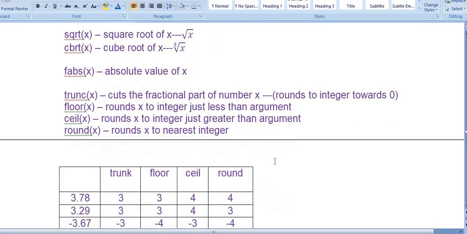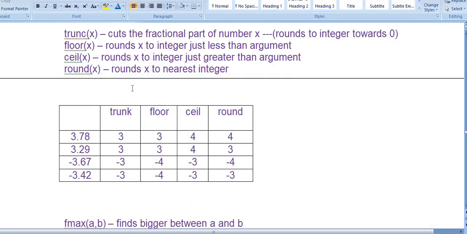In case of truncation, there are 4 types. Truncation means the fractional part is totally cut. In case of floor, the value is just less than the argument. So in case of a positive number, suppose it is just less, 3. But in case of a negative number, numerically it goes slightly bigger. Ceil means it rounds to the value greater than the argument. And round means to the nearest integer.